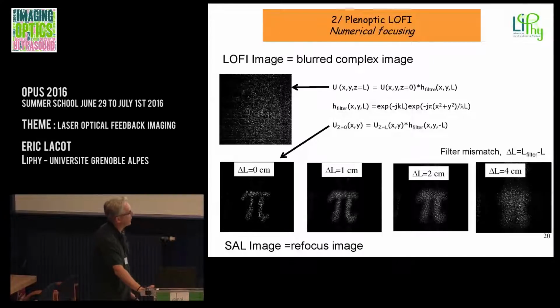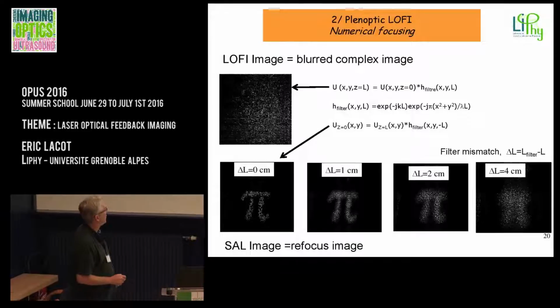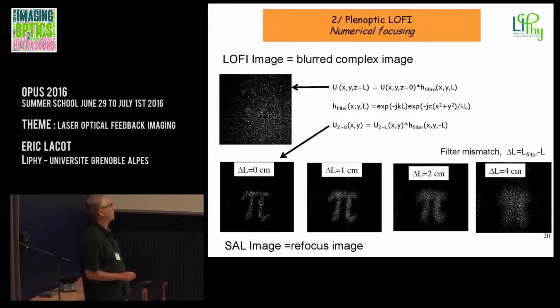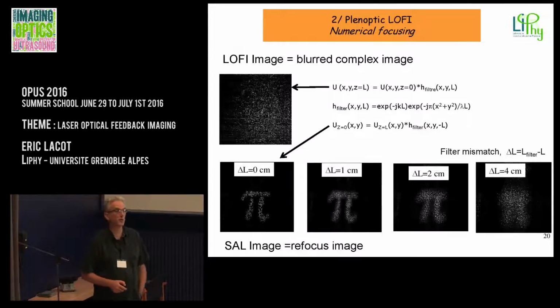And here you can see an experimental confirmation of the numerical refocusing. In fact, at the beginning, there is a large filter mismatch, and the filter mismatch decreases. We reach the adapted filter, and when the adapted filter is reached, of course, we have obtained the synthetic aperture image, where the silica beads are clearly resolved. So, in fact, our synthetic aperture image is simply a numerically refocused image.